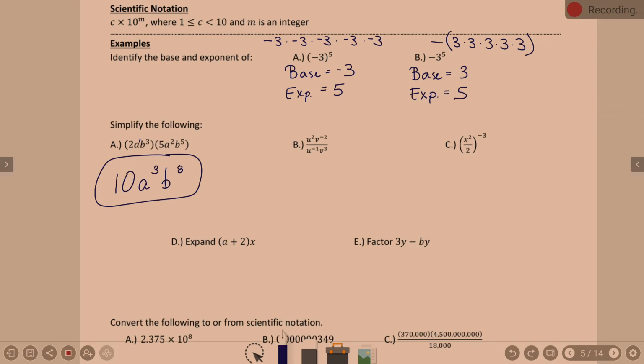Okay, what about b? u to the 2nd, v to the negative 2nd, over u to the negative 1st, v to the 3rd. And there's a couple different ways we can think about this, so see which direction you guys guide me.